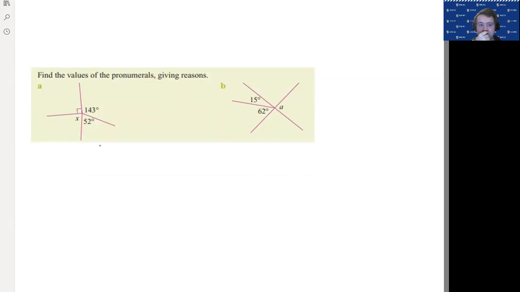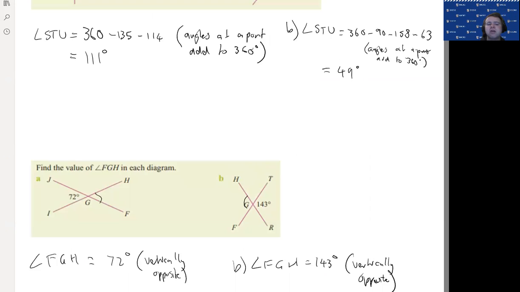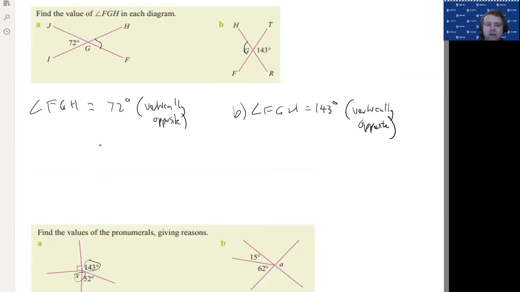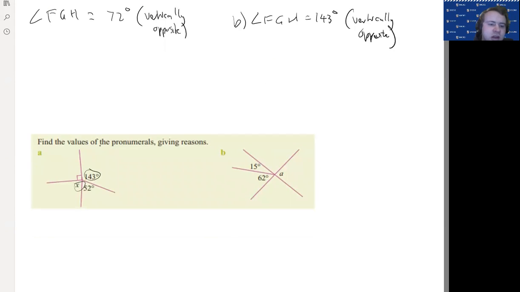Find the value of the pronumerals, given reasons. It's a similar thing here, but we've got to be careful. These angles X and 143 are not vertically opposite because if you look, those lines bend. We've got bendy lines. What we need for vertically opposite angles is two straight lines that meet at a point. You can see that JF continues straight through the point G, and IH continues straight through the point G. There's no changing of angles, whereas here the angles are changing. So we can't use the vertically opposite reason.